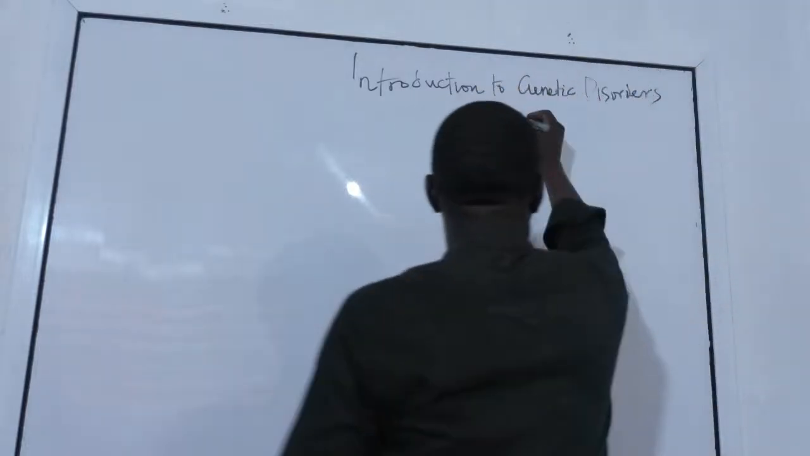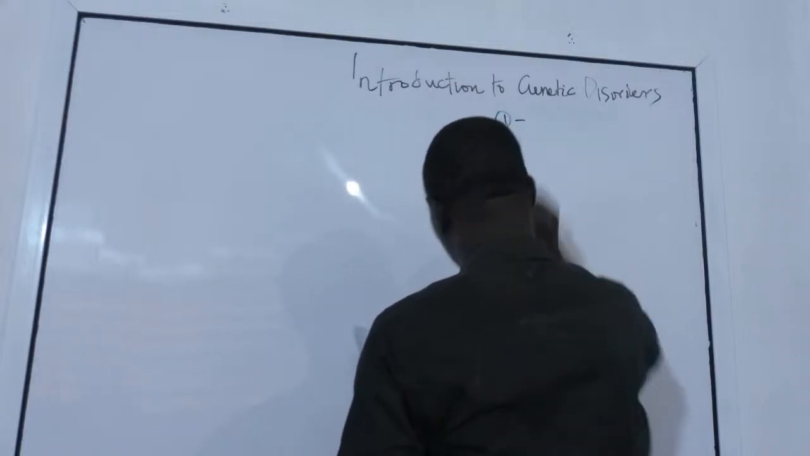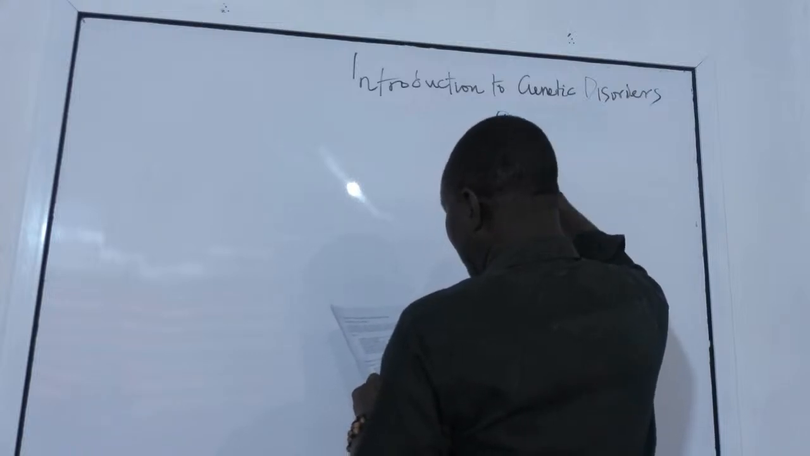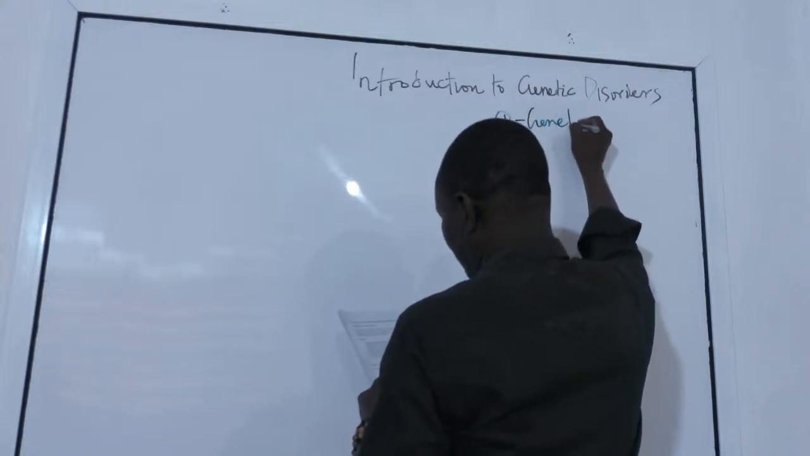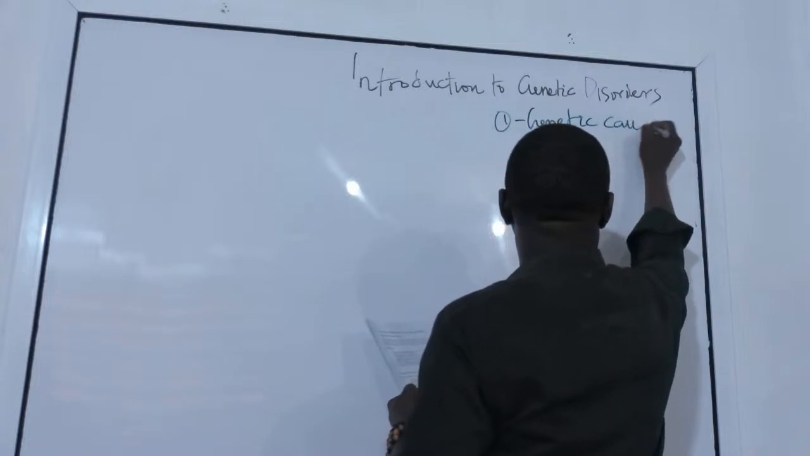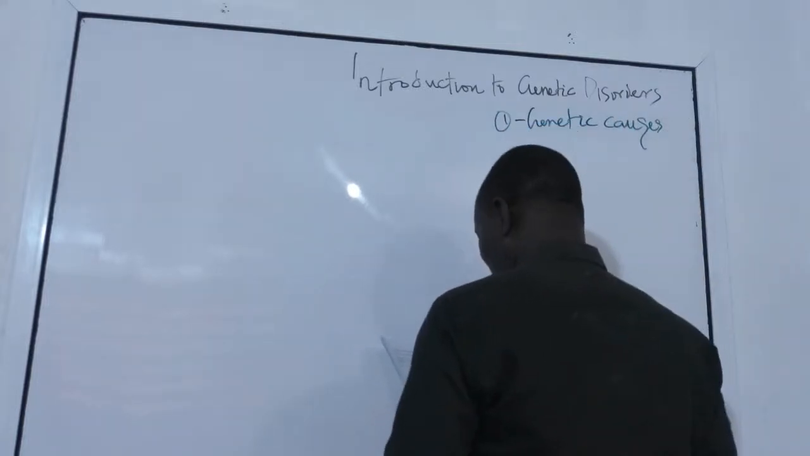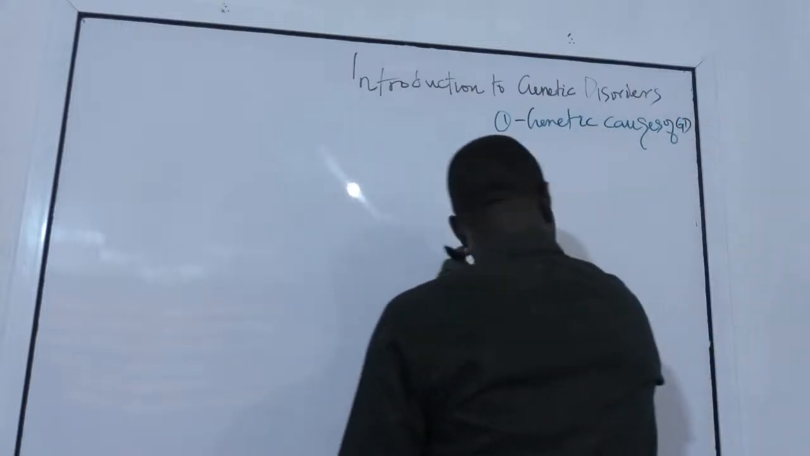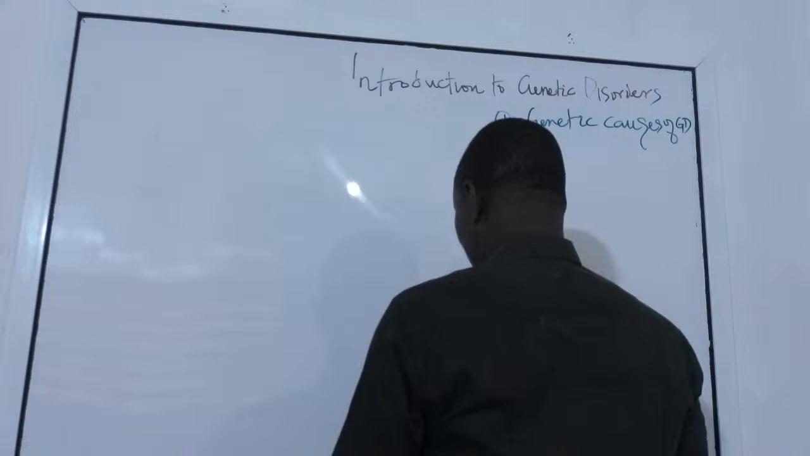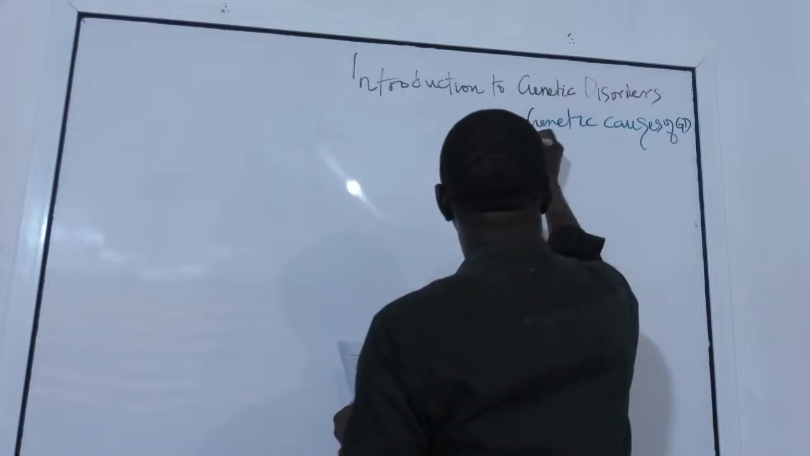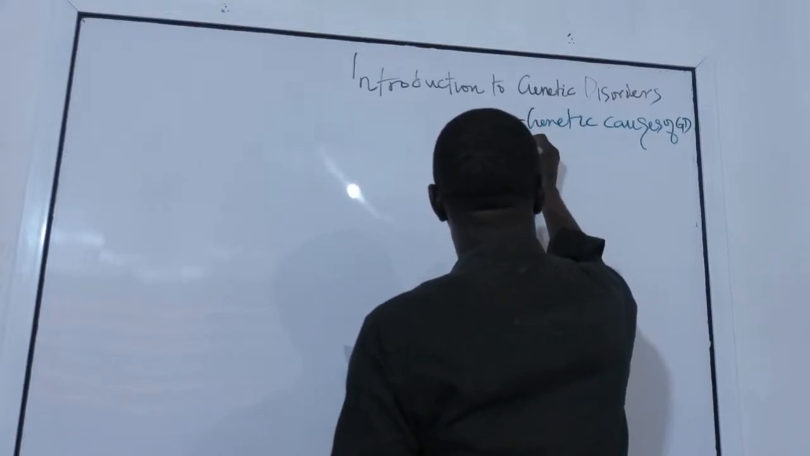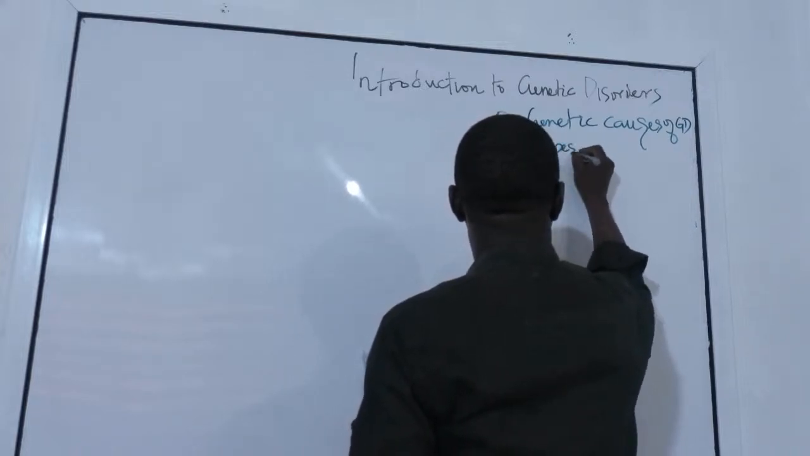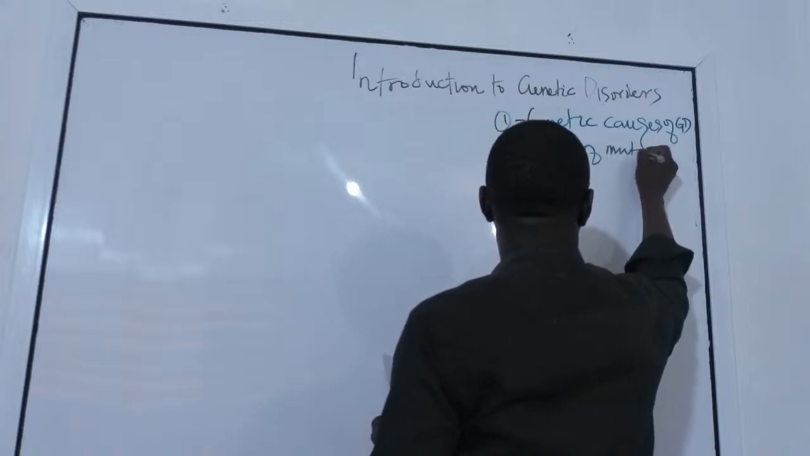But the first thing that we want to look at, which is a subcontent, is the genetic causes. What are the genetic basis or the genetic causes of genetic disorder? So under that, we want to look at types of mutation. We'll look at types of mutation.